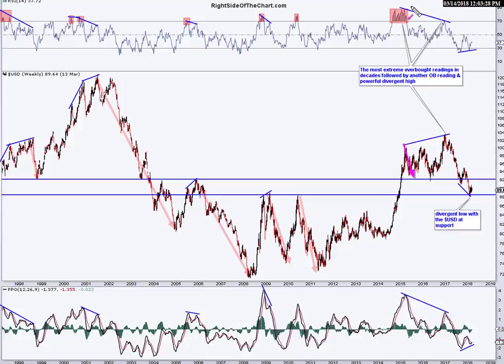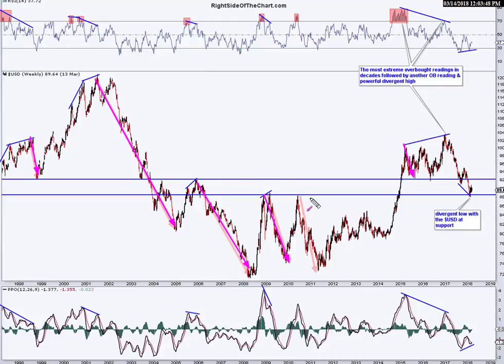And that actually terminated in a divergent high. In other words, we pushed back up. The RSI made another overbought reading, but it was a lower high, just like we had negative divergence back here that preceded these corrections, this very large drop here, negative divergence right there. So you can see all the divergent highs marked as well.